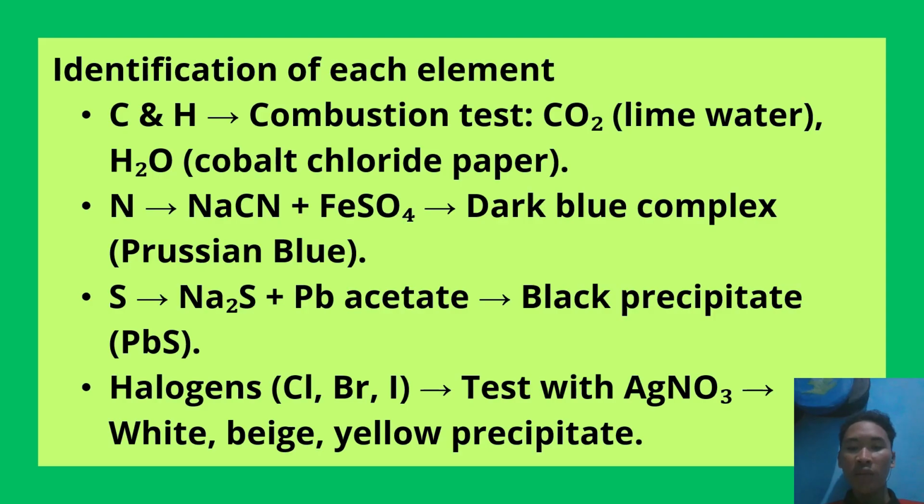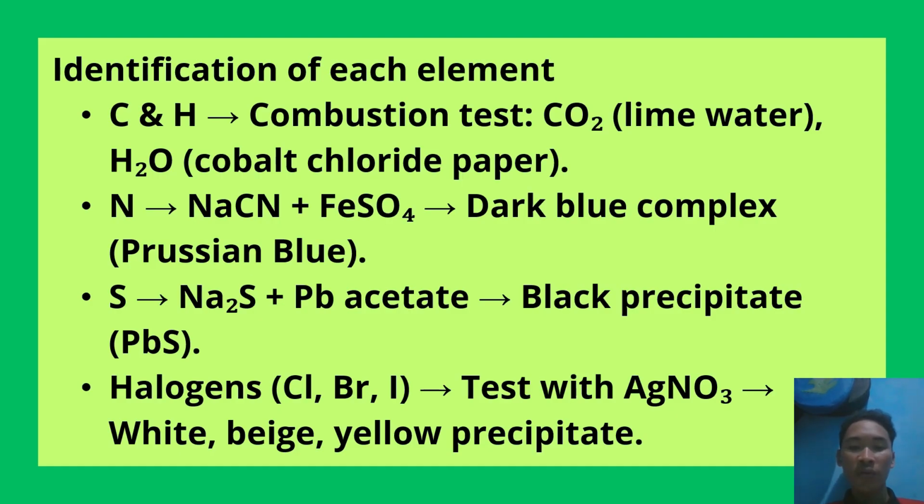Furthermore, to identify nitrogen, compounds that have been reacted with sodium will produce sodium cyanide, or NaCN. Then, if we add ferrous sulfate and a little acid, a dark blue complex compound known as Prussian blue forms. This color is an indication of the presence of nitrogen. Then, for sulfur, the reaction will produce sodium sulfide. If lead acetate is added, a black precipitate of lead sulfide will form. This black precipitate indicates the presence of sulfur.